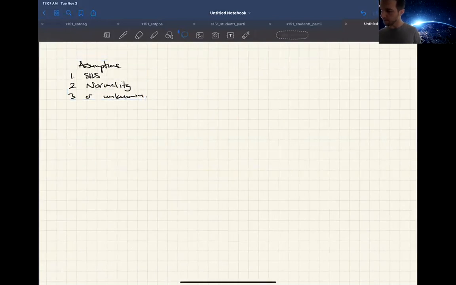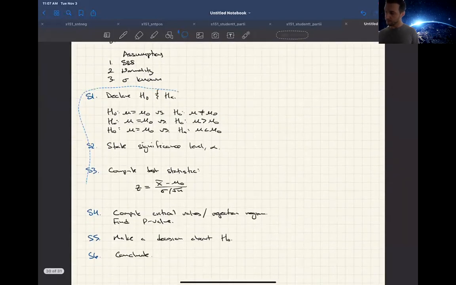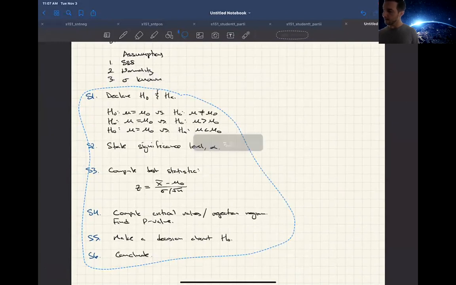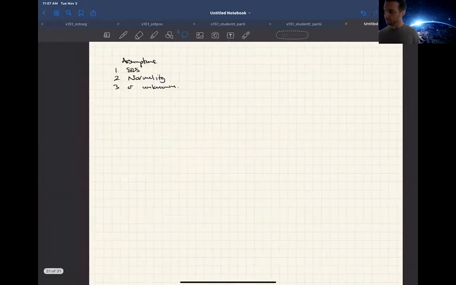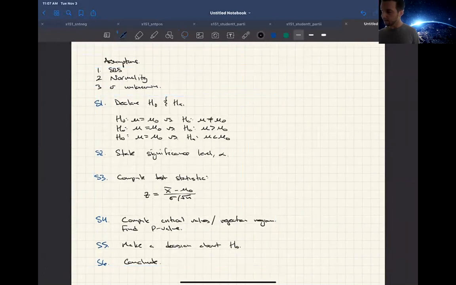So we would have our assumptions, and then we would take all of this information here. It's going to be exactly the same, except that step 3 is going to be a t-value rather than a z-score. So here we can just simply replace this like this.